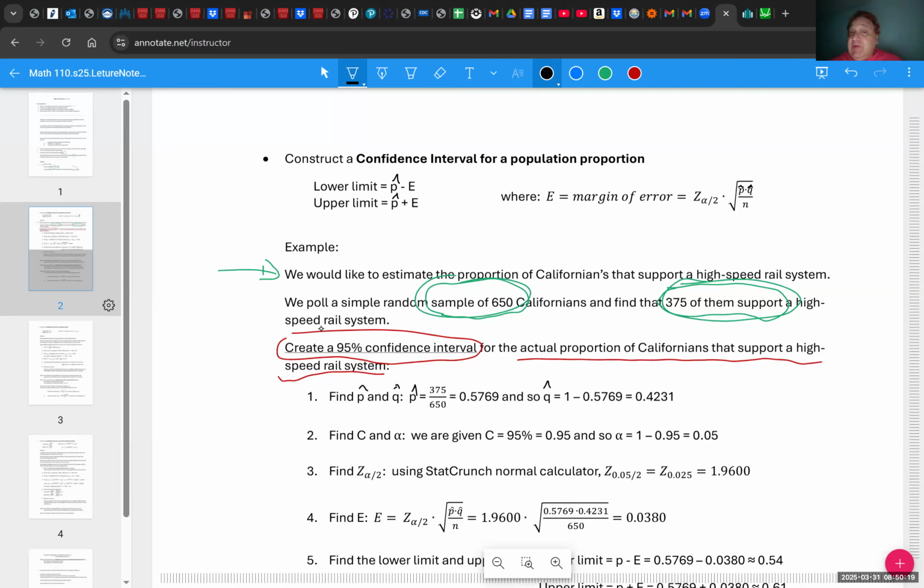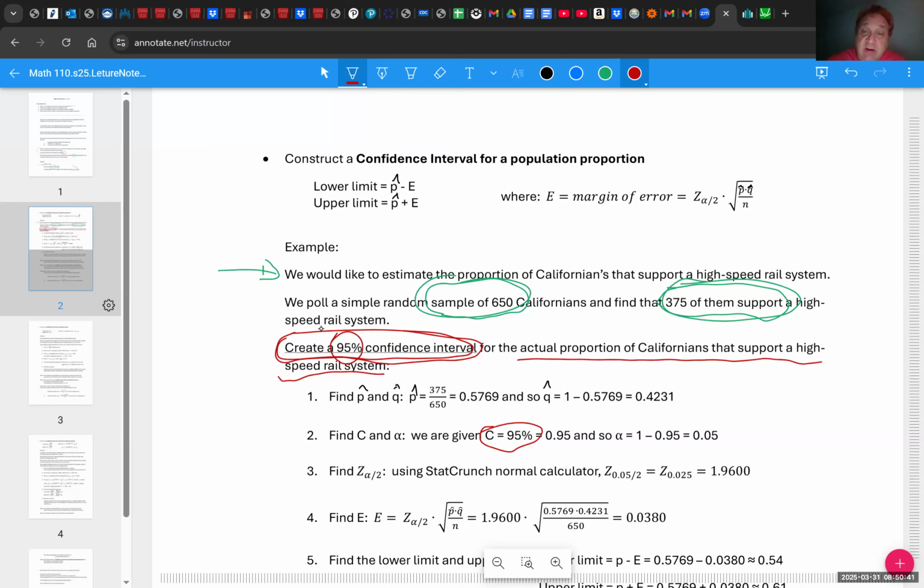All right, step number 2. Step number 2 is to find the C and the alpha. C is the confidence level, and that's typically given to us. So in this particular situation, we're creating a 95% confidence interval. So that tells us that C is 95%. We typically write that as a decimal, which is 0.95.